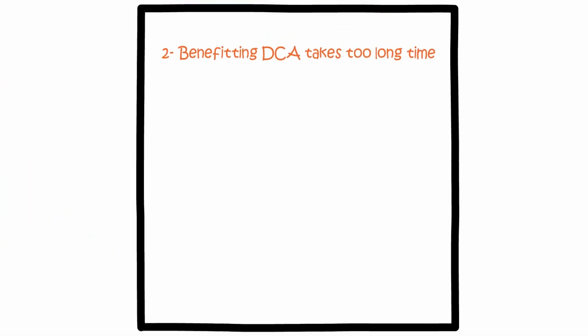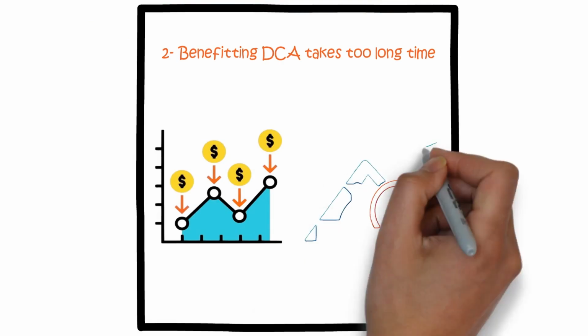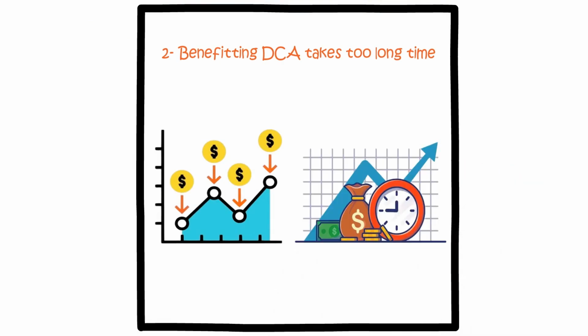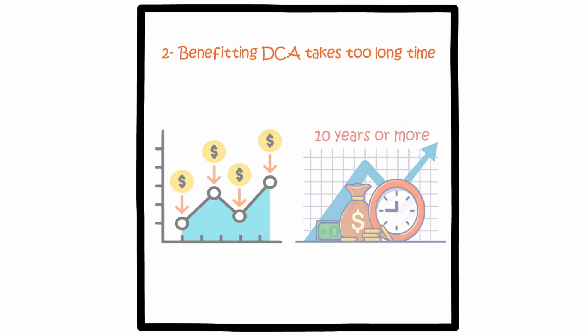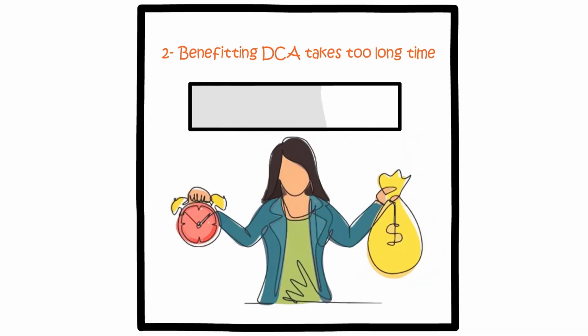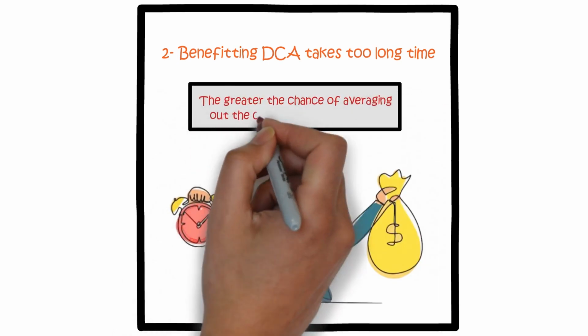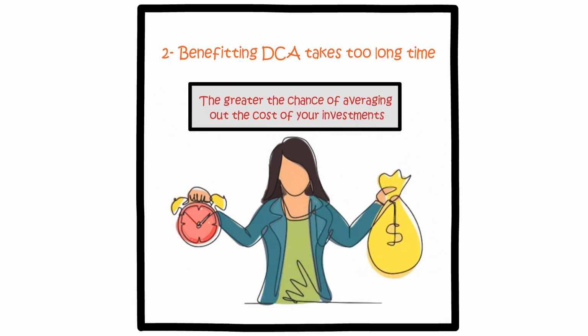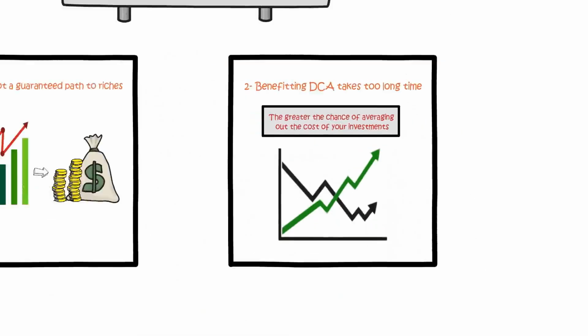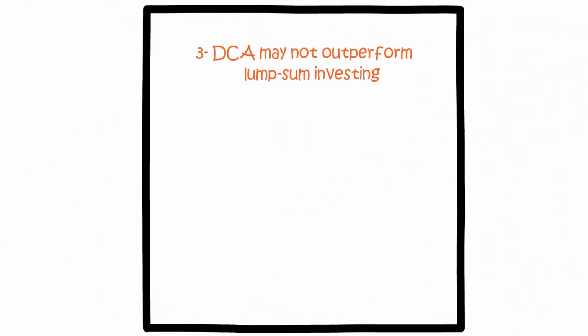Second, benefiting from DCA takes a long time. DCA benefits those with a long-term investment horizon, ideally 10 years or more. The longer you consistently invest, the greater the chance of averaging out the cost of your investments and potentially benefiting from market fluctuations.